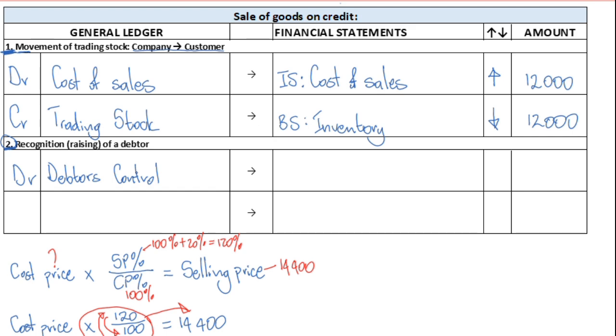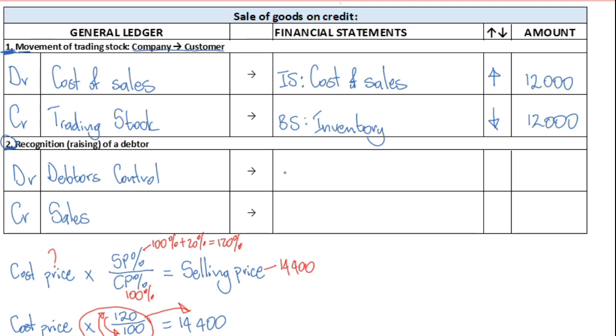We must also recognize that our sales total for the year is increasing. Sales is an income account, and income accounts increase on the credit side. So we credit the sales account.